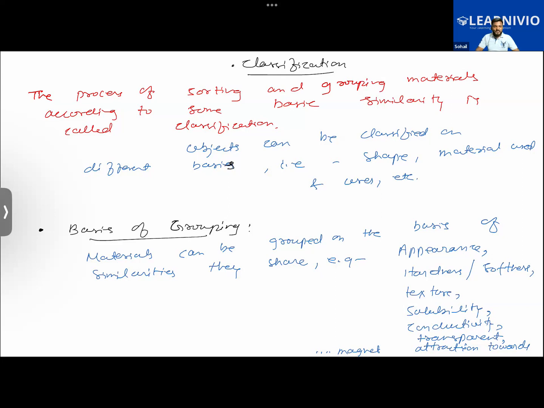So that is the thing. The basis of grouping, as you guys were saying, would be either shape, the type of material they are made up of, or how they appear, like whether they are shiny or non-shiny, whether they are hard or soft, what their texture is, whether they dissolve in water or not, how much light they allow to pass through them or whether they allow no light at all, and whether they are attracted towards a magnet or not. So this was the basis of grouping different materials into different groups. These are the similarities that they would be sharing.